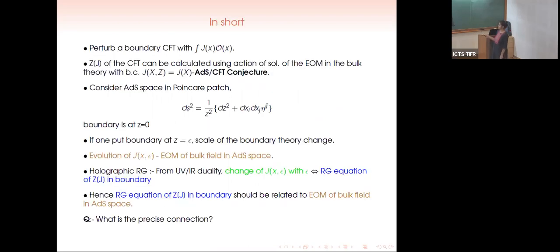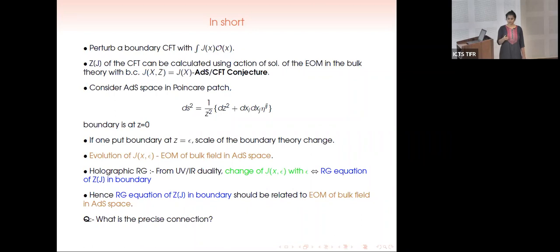First, I will briefly say what we are trying to do. In the AdS/CFT conjecture, we perturb a boundary CFT with the operator J_x O_x, and the generating functional Z_J of the CFT can be calculated using the action of the solution of the equation of motion in the bulk theory, with boundary condition J(x, z) equal to J(x).